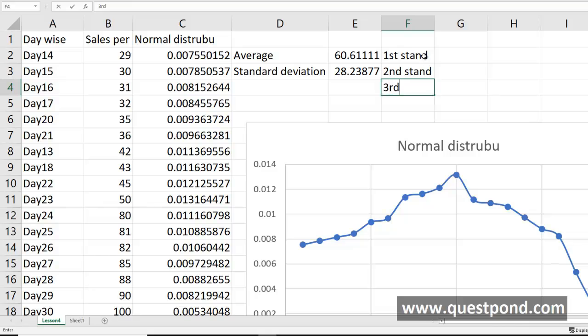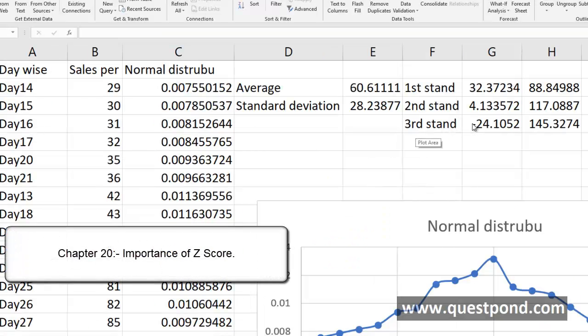So let's do this. Standard deviation. So there it is. I have calculated the first standard deviation, the second standard deviation, and the third. What I did is I paused the video and did these calculations at the back end, because these calculations have already been explained in the previous parts of the videos. So I will not be revisiting it.